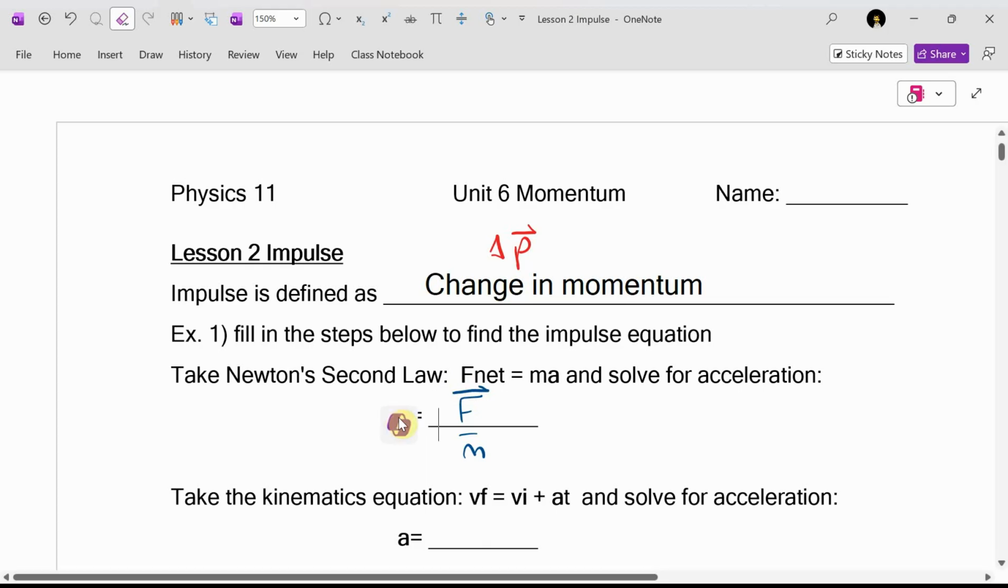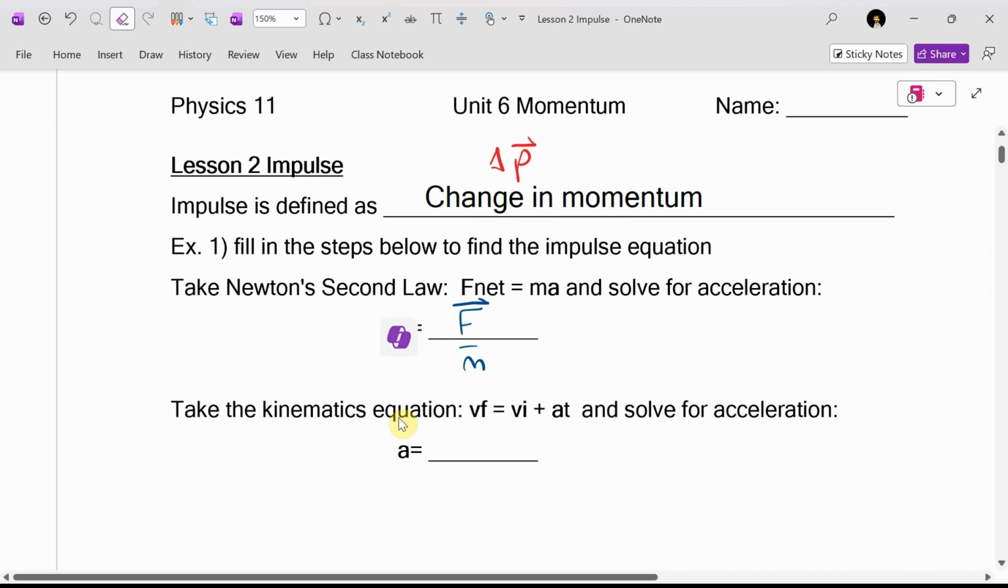However, we've learned other expressions for acceleration. Sadie, if we had VF equals VI plus AT, remember that from way back when? Get that A by itself. How do you do that one? Would you add the VI? So what does A equal? VF minus VI over T.